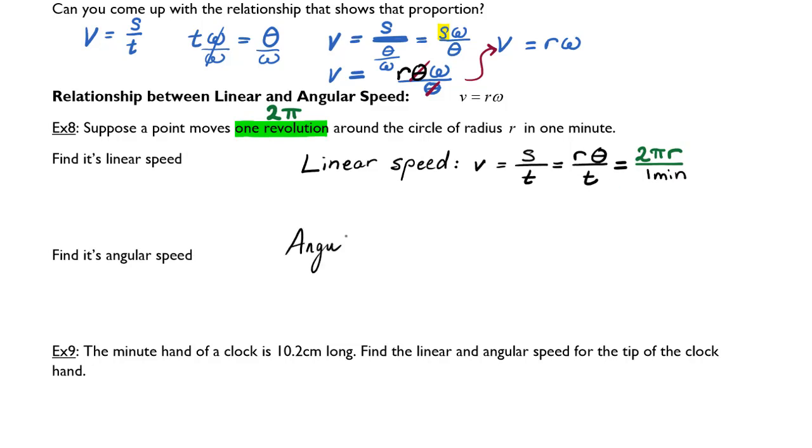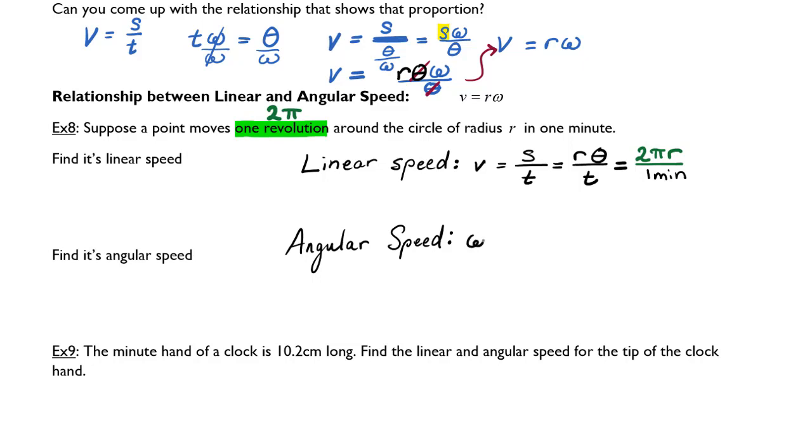Angular speed is looking at how fast the angle is changing. It is not so much worried about how far you're going around the circle with respect to time. It's how fast the angle is changing from the center. So how fast is it going around and around? Hopefully that makes sense.